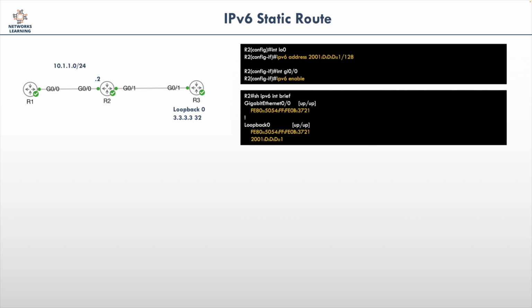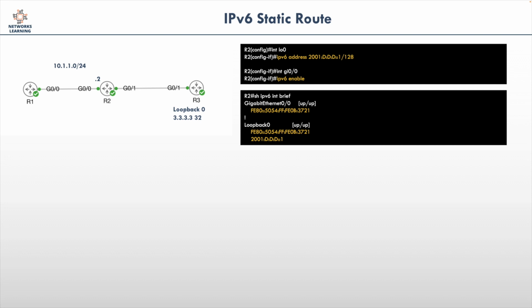I run my show ipv6 interface brief on R2, and I can see that gigabit 0/0 has indeed a link local IP address. I recognize that because it's starting with FE80. And I can see my global unicast IP address as configured for loopback 0. An interesting thing to note here is that the link local IP address on gigabit 0/0 is the same as the one under loopback 0.